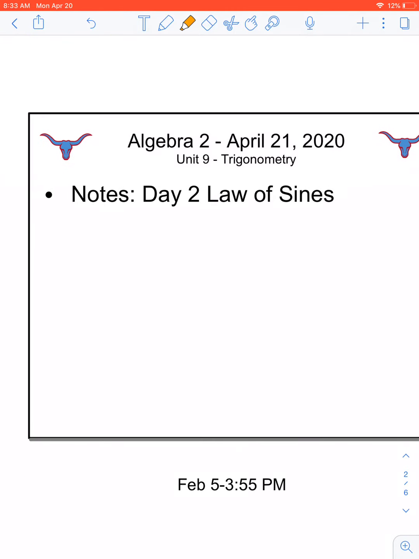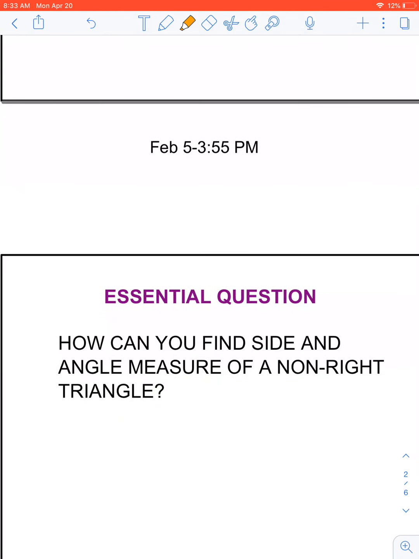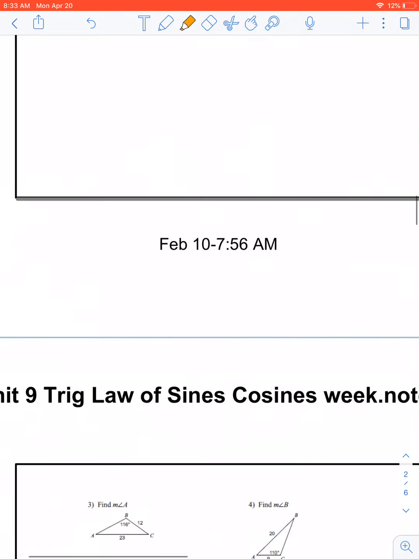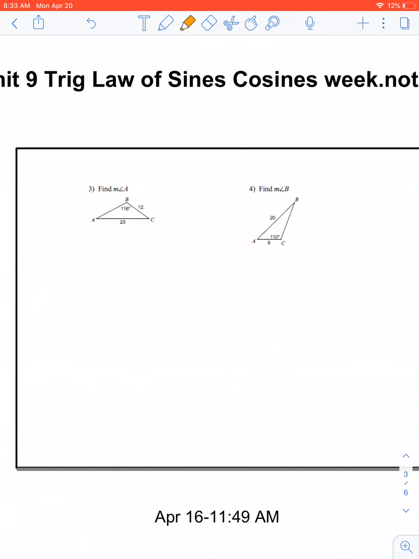So law of sines, day 2. Let's see what we have going on here. Same essential question. How can you find the side and angle measurements of a non-right triangle? Well, right now we know law of sines. That's pretty much all we know, but we're going to get further. So let's do some here.